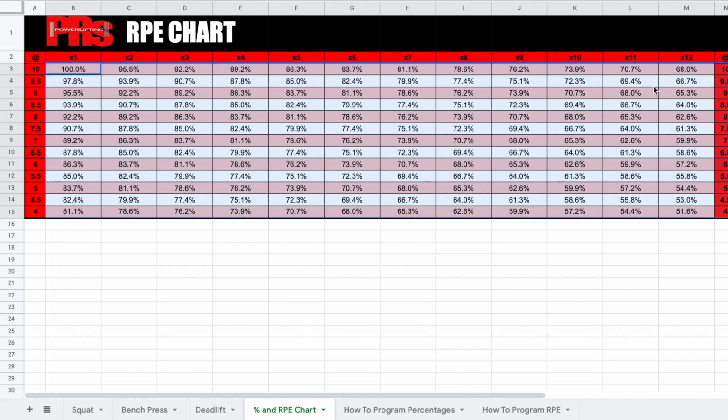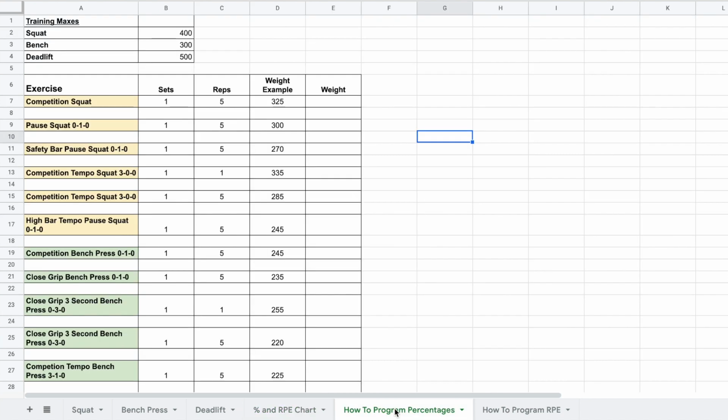For powerlifting, you'll probably find the same one pop up somewhere, and you can use this for reference if you'd like. But getting into how to program for percentages, I will lead off by saying, if I can, I am going to probably program based off of RPE for most variations. That would be a better solution since we don't have to guess at these percentages.